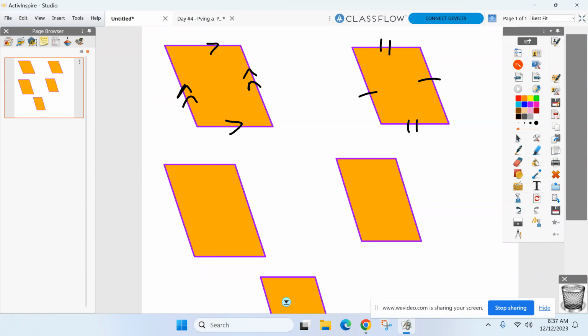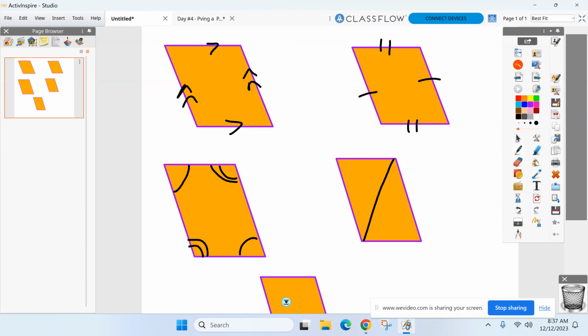Ooh, ready? We're going to get a little tricky now. You think that's good enough? No, why not? I need the other pair congruent. Opposite, both pair I need. I need both pair. All right, we're doing great.